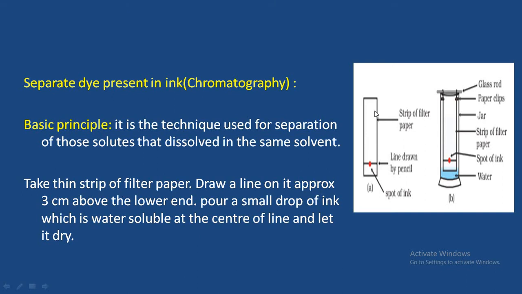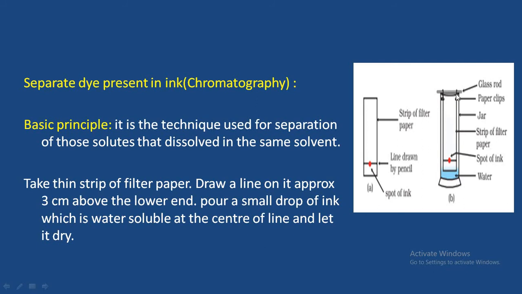And how can we separate? First, check this diagram. Here is a strip of paper and we draw a line with the help of a pencil and scale, about 2 to 3 centimeters above the bottom of this paper, and on this line we put one spot, one drop of ink. Is it clear?